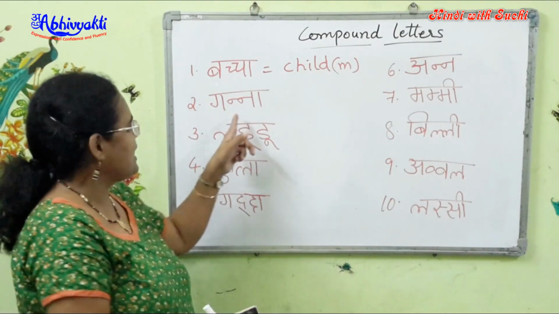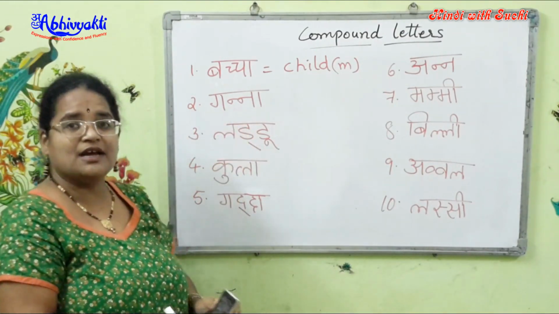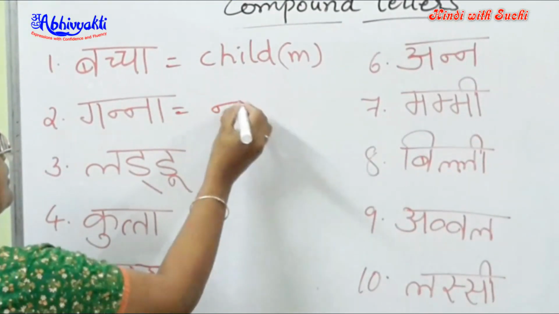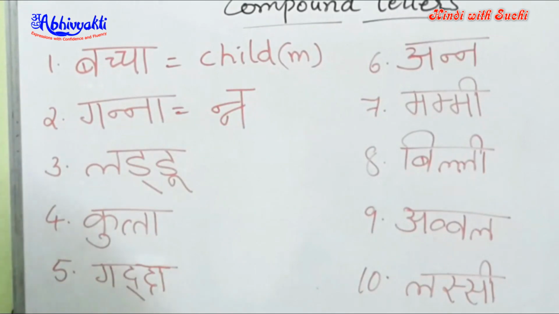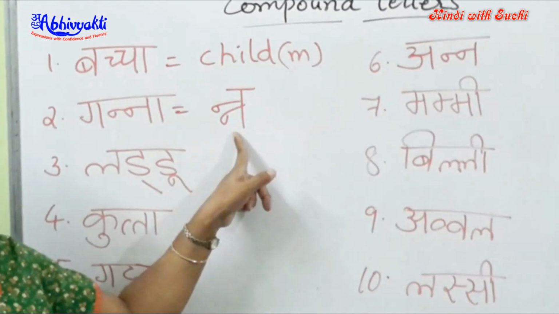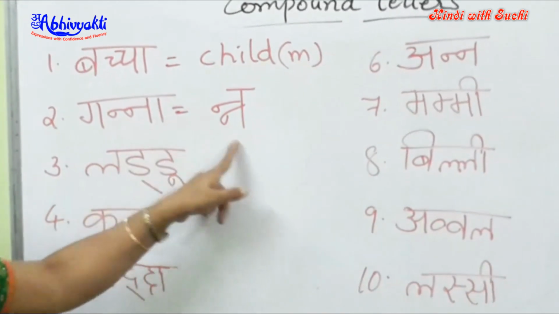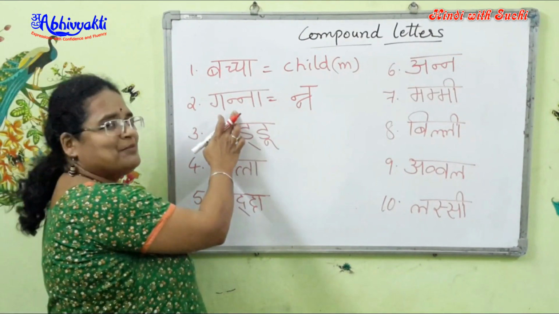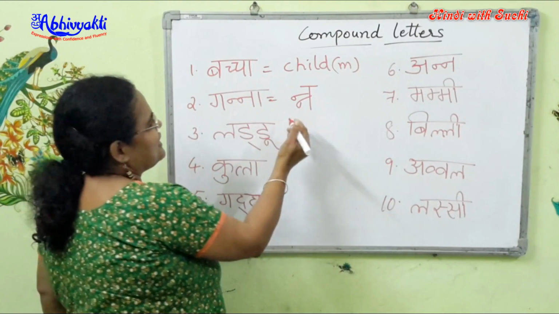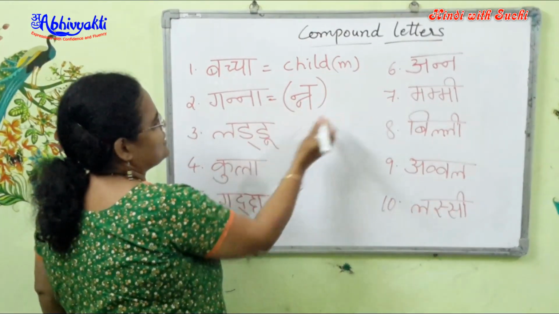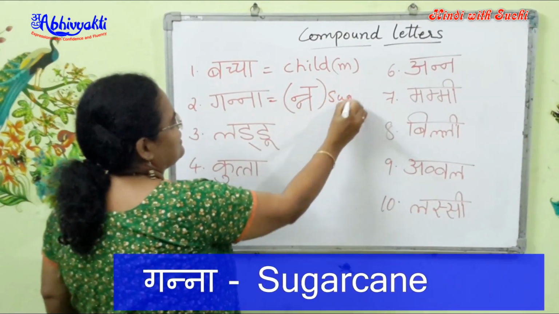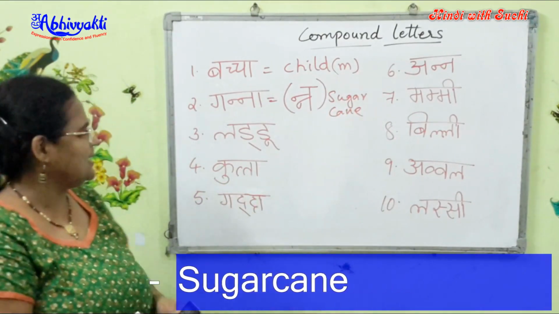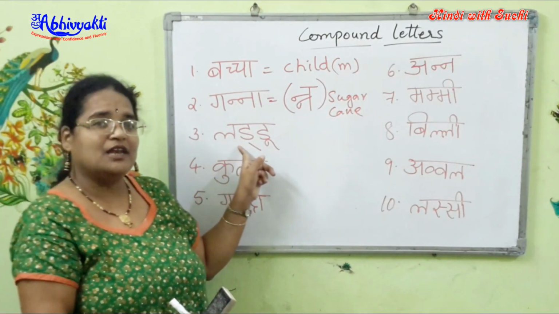And now I have ganna. Ganna. So ganna, the na, you'll find some textbooks where the na is joined like this. So you can either do this or this, you have a choice in Hindi. I prefer writing it like this. So ganna, you can join it like this also, which means sugar cane. Ganna is sugar cane.